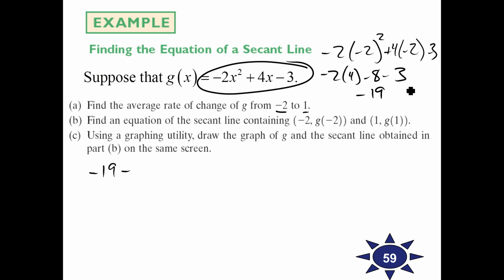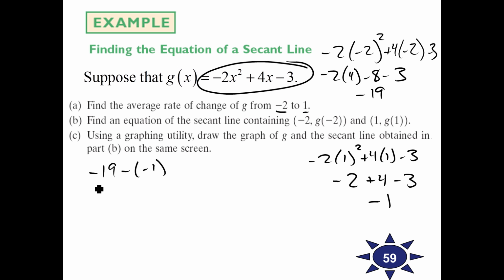Minus, what happens if we plug in a 1? We'll do that over here. Negative 2, 1 squared, plus 4 times 1, minus 3. So this is negative 2 plus 4, which is 2, minus 3, and we get negative 1. So minus negative 1. And let's subtract the x's. So we have negative 2 minus positive 1. So negative 2 minus 1. And so we have negative 18 over negative 3. And so we have an average rate of change of 6.